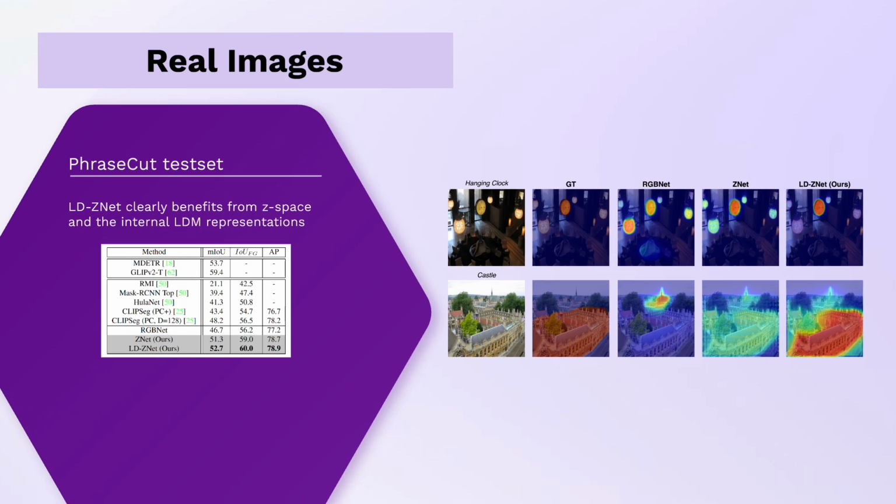When tested on the Fresca dataset, we see a gradual improvement going from RGBNet to ZNet to LD-ZNet, indicating the importance of both the Z-space of the image as well as the amount of semantic information stored in the internal representations of the LDM. It can also be observed from the visual comparison on the right that LD-ZNet does well in segmenting the hanging clock and the castle better than RGBNet and ZNet.